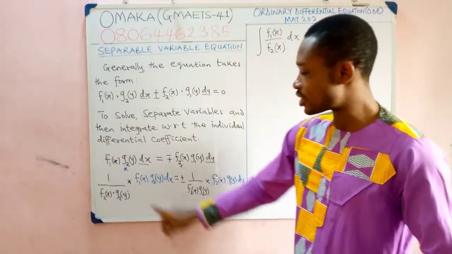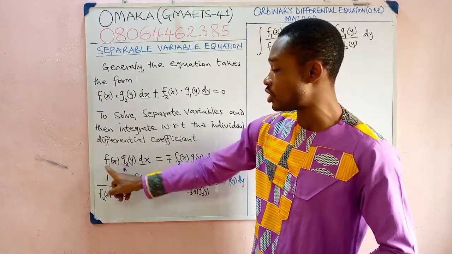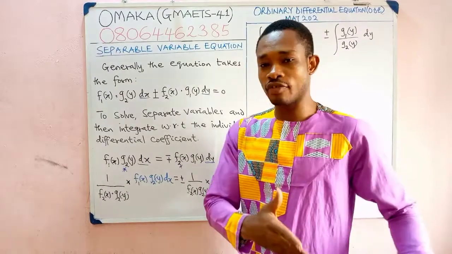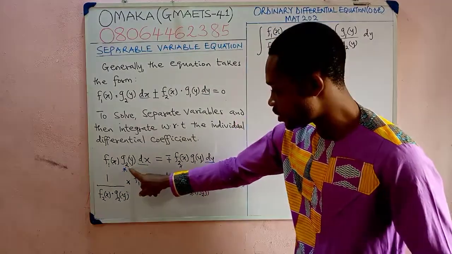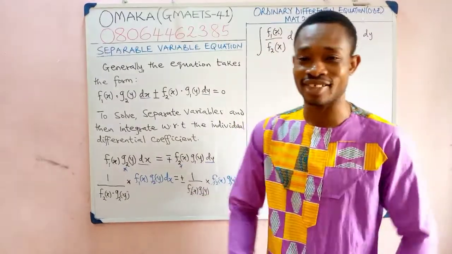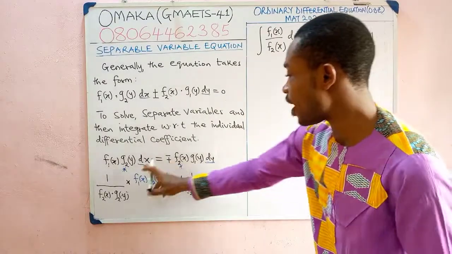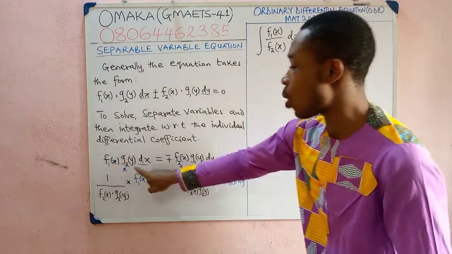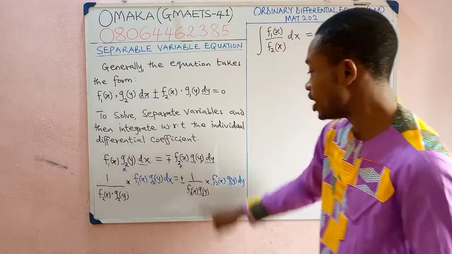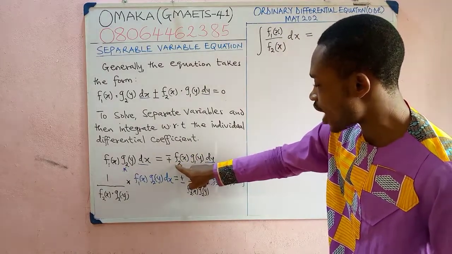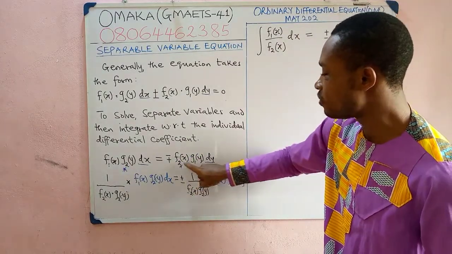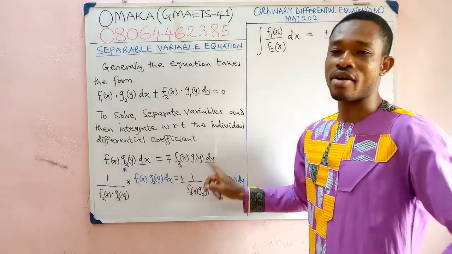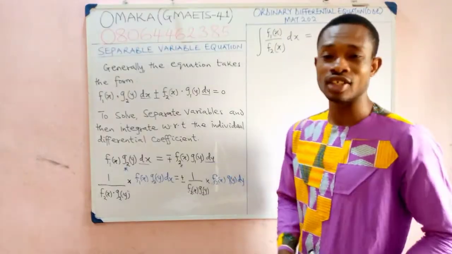So the question is, how do we remove g2y from here, and how do we remove f2x from here? Mathematically, because there is multiplication between these two functions, a function of x and a function of y, to remove this g2y, you have to divide. Which means you divide here by g2y to remove this y variable. And then come over here and divide by f2x to remove this x variable from the parent dy, from this differential coefficient dy.